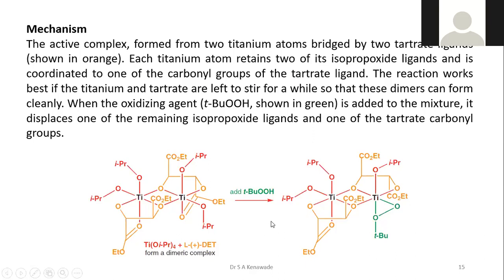Then some part of the titanium will be left, that is, the IPrO minus will leave, and this titanium will bind to this tertiary butyl peroxide. Okay, then this complex will form. The red is the titanium isopropoxide, the orange is the diethyl tartrate, and green is the tertiary butyl peroxide.